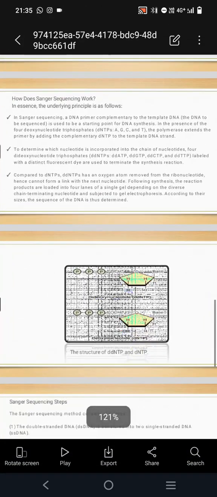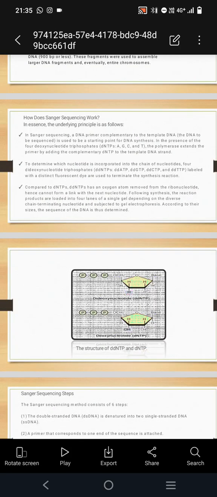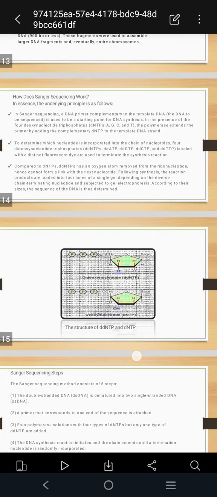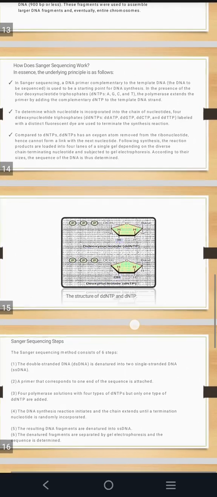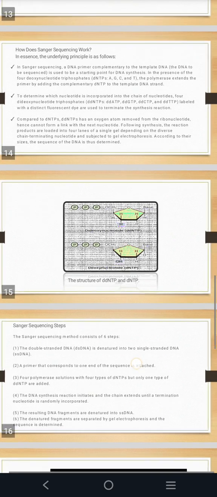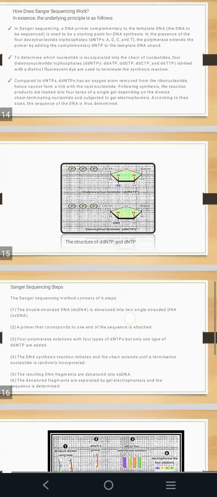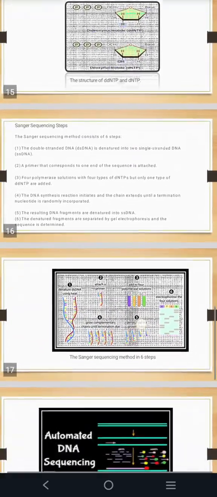How does Sanger sequencing work? By the following principles. In Sanger sequencing, a DNA primer complementary to the template DNA is used as the starting point of the DNA synthesis. For the deoxynucleotide triphosphates, the polymerase extends the primer by adding the complementary dNTPs to the template DNA strand. It usually has several steps.